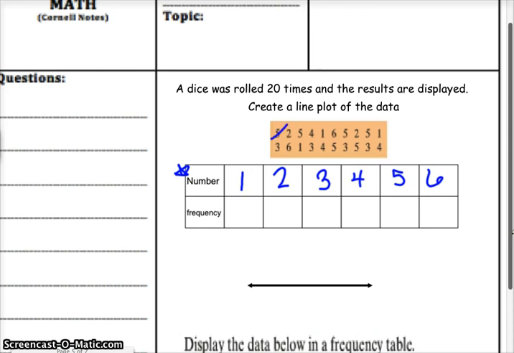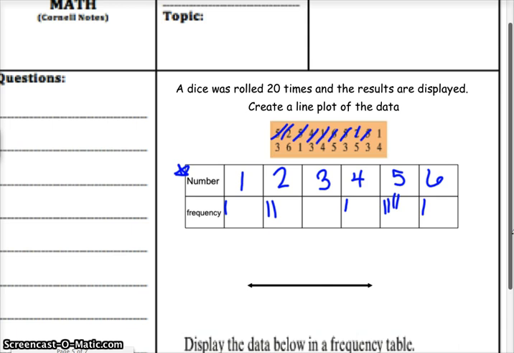A 5 occurs once, I put a tally. A 2 occurs once, I put a tally. A 5 occurs again, put a tally. 4 occurs, put a tally. 1 occurs, put a tally. 6 occurs, put a tally. 5 occurs again, tally. You see what I'm doing? Yep. 5 occurs again, I'm putting another tally.